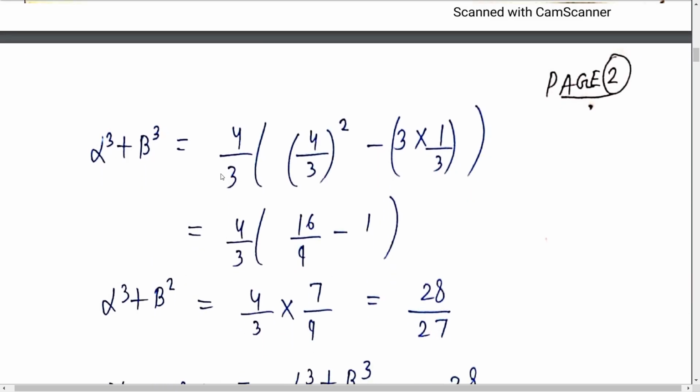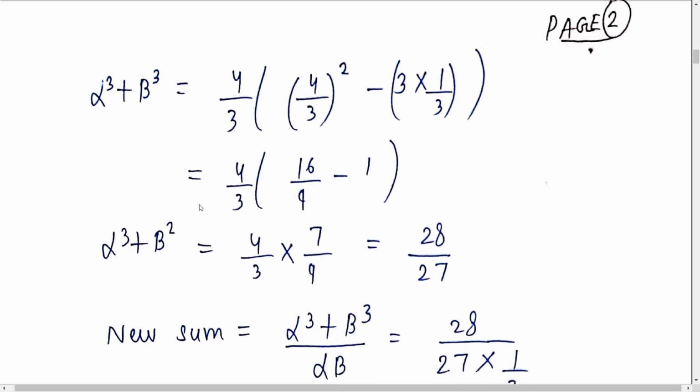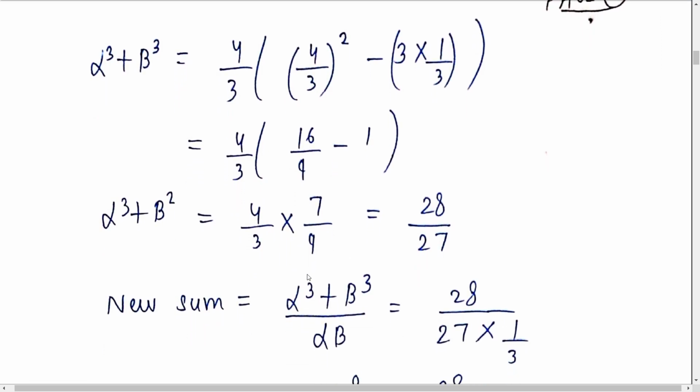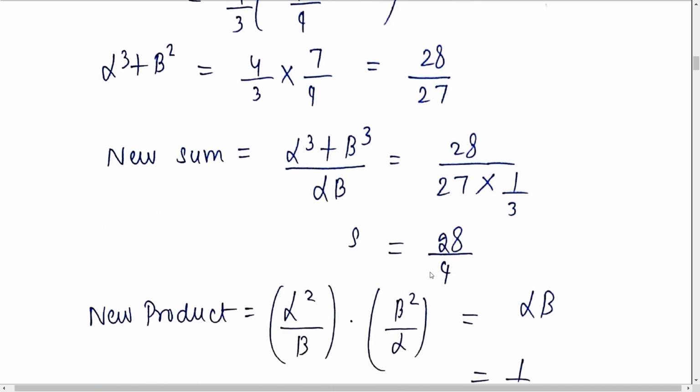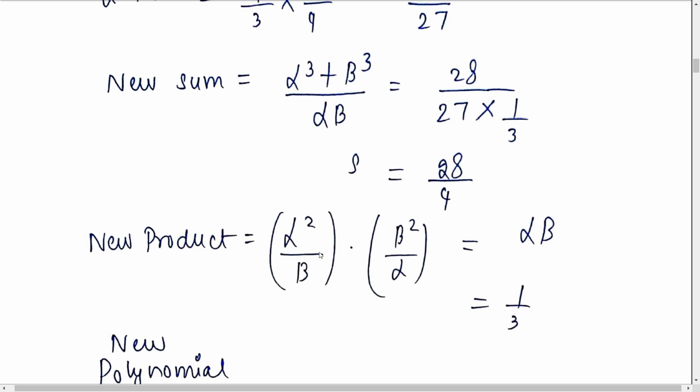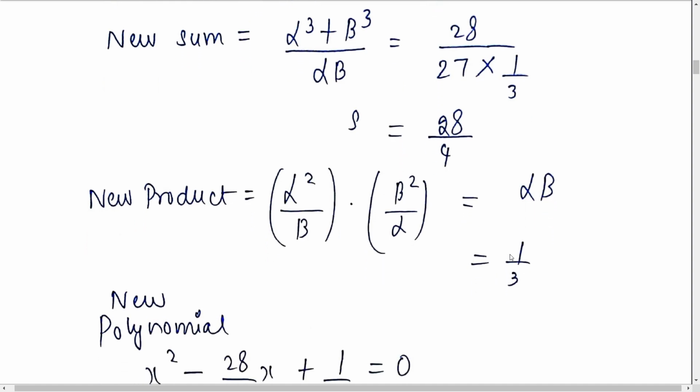I've solved it for alpha cube plus beta cube, the value of alpha cube plus beta cube. I get 28 by 27. So new sum is this. I substitute the values, so I get the new sum as 28 by 9. And new product will be the product of these new roots. On simplifying, I get alpha into beta, which is 1 by 3 we know from the first expression.